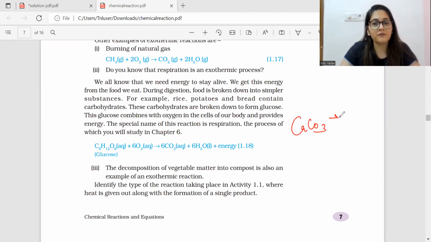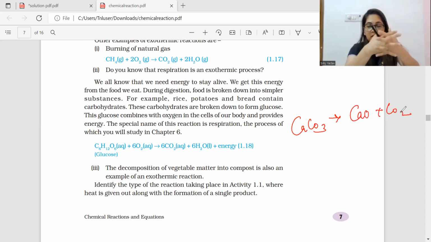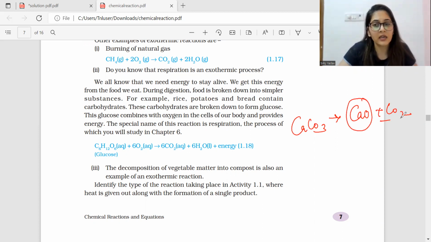So if I'm having a reaction, let's say I'm having this. Okay, and if I am breaking it, I'm decomposing it. Okay, so it is going to give different products. It will give you this and this. That means it was earlier this, and because now you decompose it, it is going to give CaO, that is calcium oxide, and carbon dioxide. That is, this is quicklime and carbon dioxide. I hope that's clear to you all.